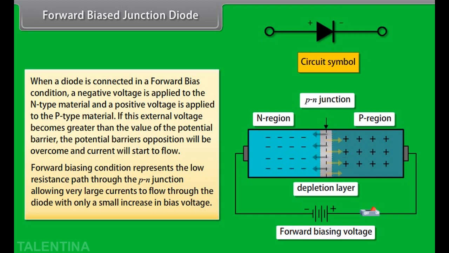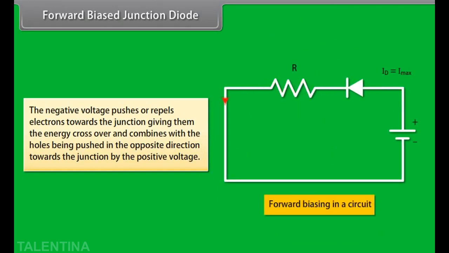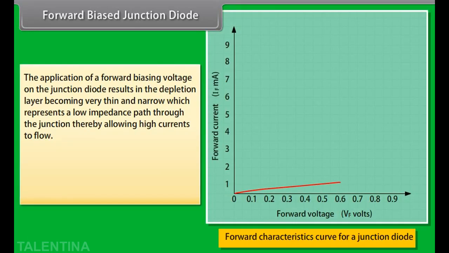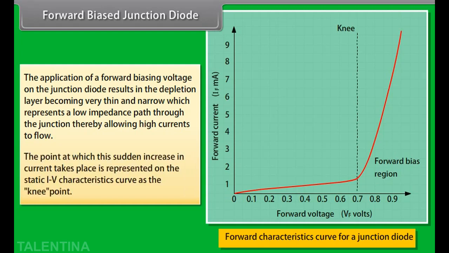The actual potential difference across the junction or diode is kept constant by the action of the depletion layer. The negative voltage pushes or repels electrons towards the junction, giving them the energy to cross over and combine with the holes being pushed in the opposite direction towards the junction by the positive voltage. The application of a forward biasing voltage on the junction diode results in the depletion layer becoming very thin and narrow, which represents a low impedance path through the junction, thereby allowing high currents to flow. The point at which this sudden increase in current takes place is represented on the static IV characteristics curve as the knee point.